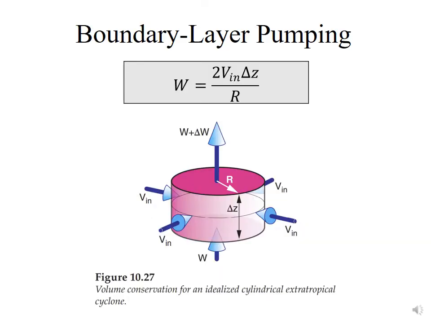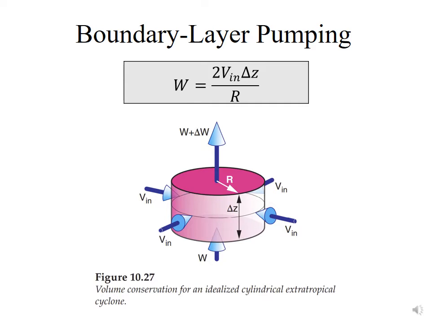Boundary layer pumping is a mathematical representation of what happens when you have convergence at the Earth's surface. So if you have converging air in the horizontal, it's not able to essentially move through the ground. So as you compress it, it's going to respond by moving in the vertical direction.